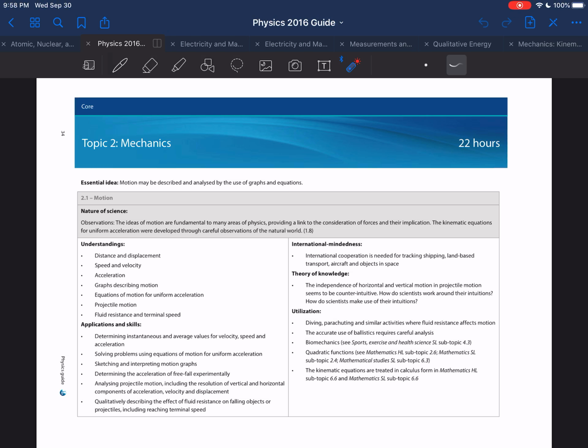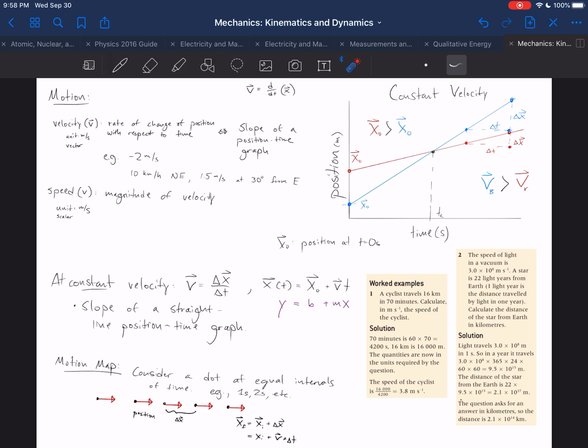Hello everyone! In this video we will continue to examine topic 2.1 motion, and in particular we will introduce the concepts of speed and velocity. In motion, one of the incredibly important questions to ask is how fast are things moving? And the answer to that question can come in two forms. There are two sensible answers to that question.